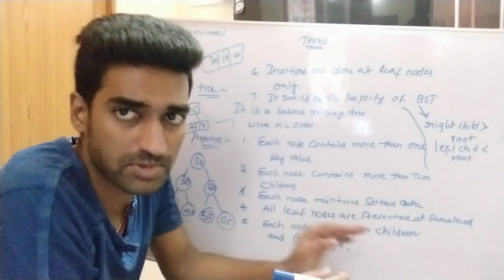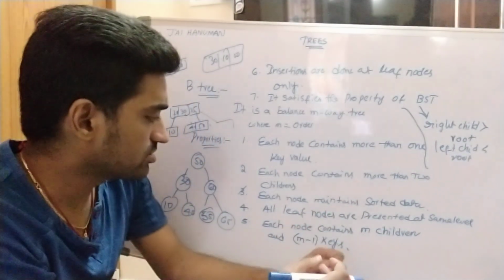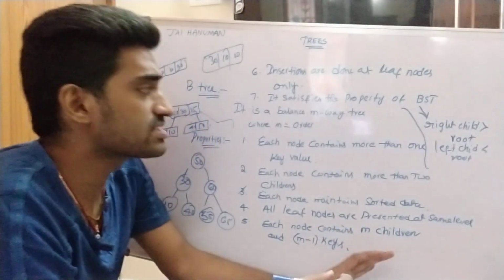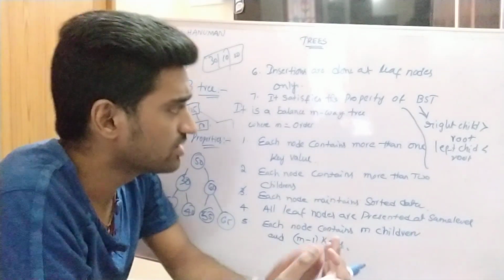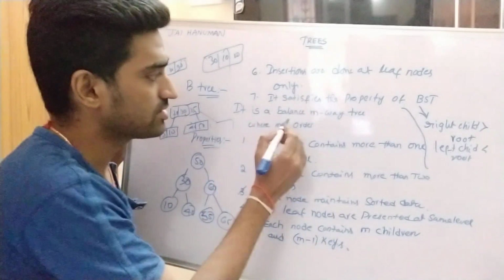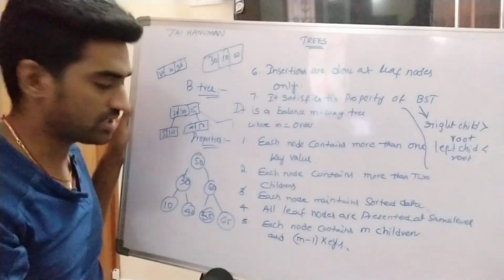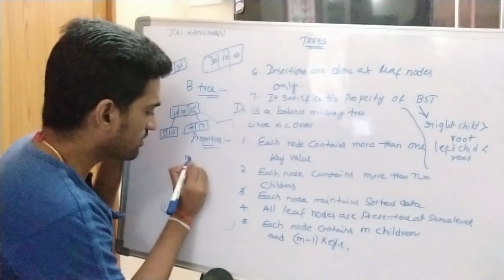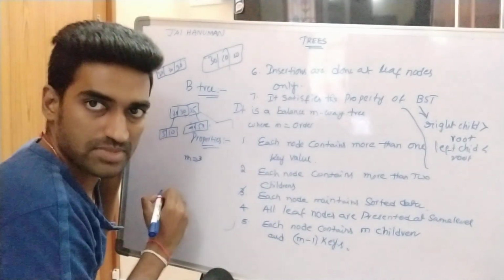That is also one of the properties, right? So coming to the next property, each node contains m children and m minus 1 keys. Suppose it is an m-way tree, where m is nothing but the order. Here I am taking m equal to 3, so a third order B tree.